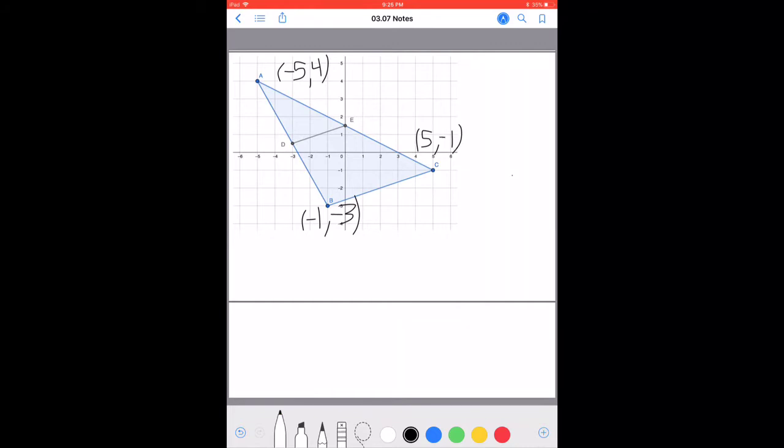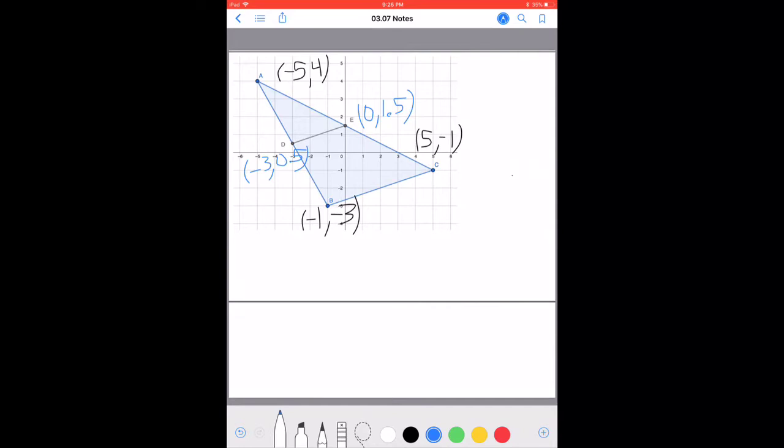I already found the midpoints for us. I did this on GeoGebra. The coordinates of E is 0, 1.5, and the coordinates of D are -3, 0.5. So we want to see real quick, are these lines in fact parallel? And is the midsegment 1/2 of side BC?